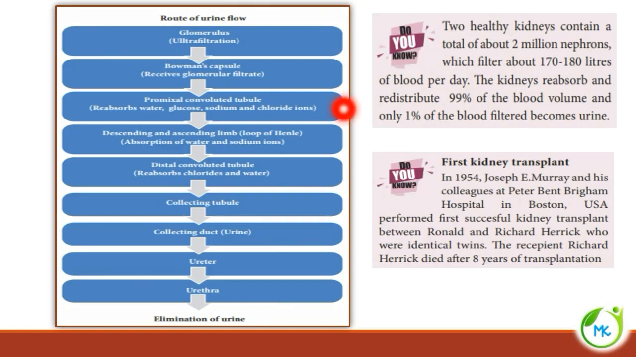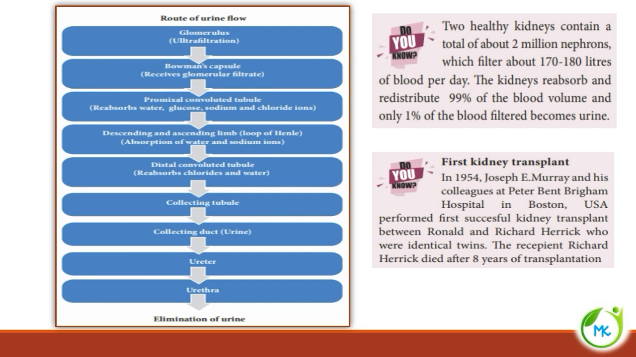Route of urine flow. First the blood is filtered in the glomerulus. That filtration process is referred to as ultrafiltration. Once the glomerulus filters the blood, the glomerular filtrate is received by Bowman's capsule. What happens in the proximal convoluted tubule? Reabsorption takes place. The essential things in the filtrate will be reabsorbed.